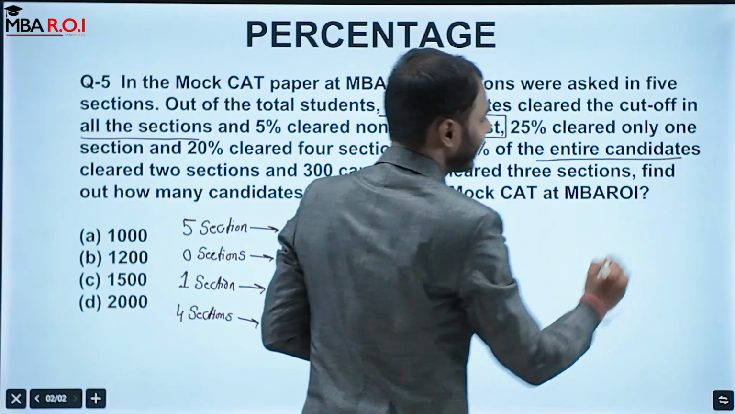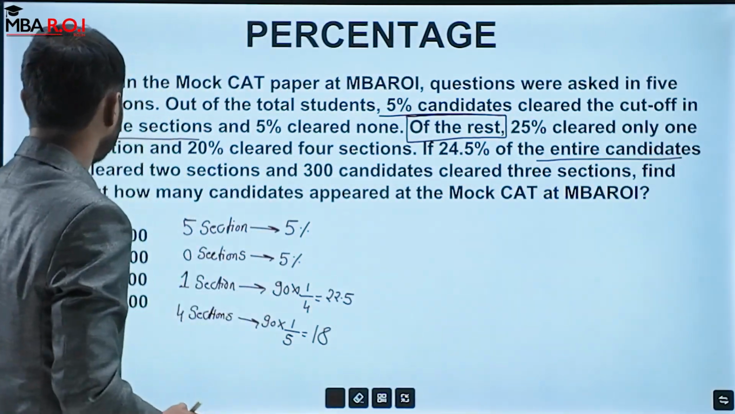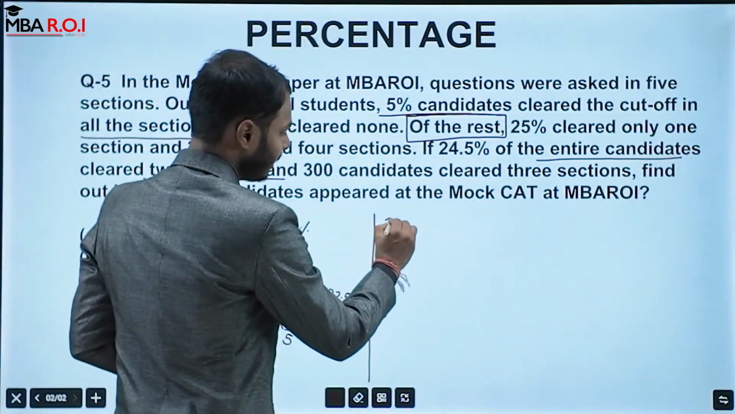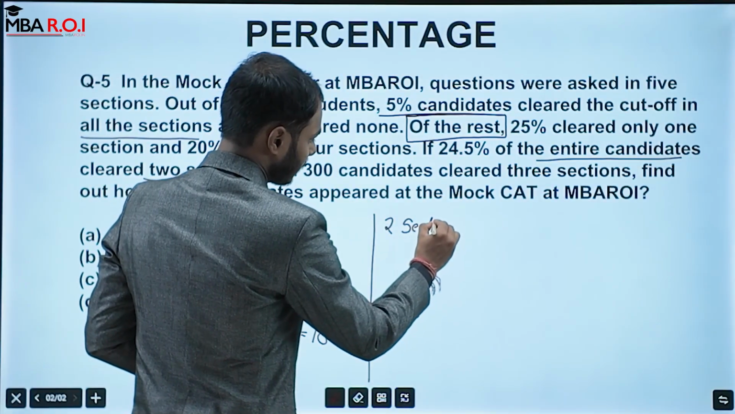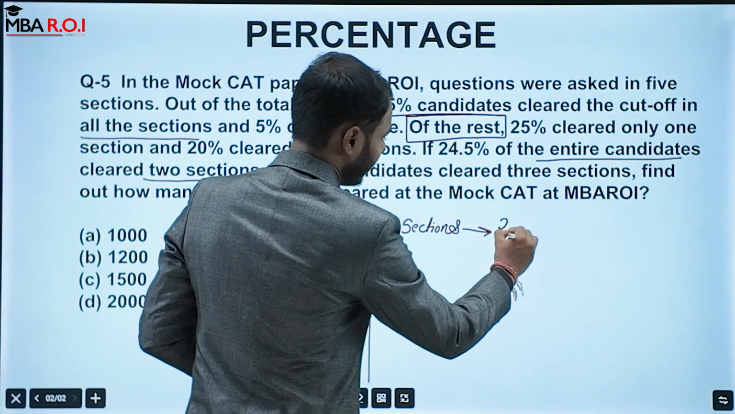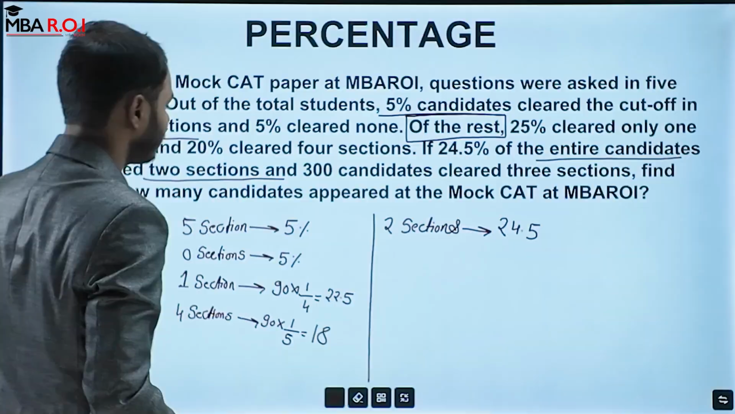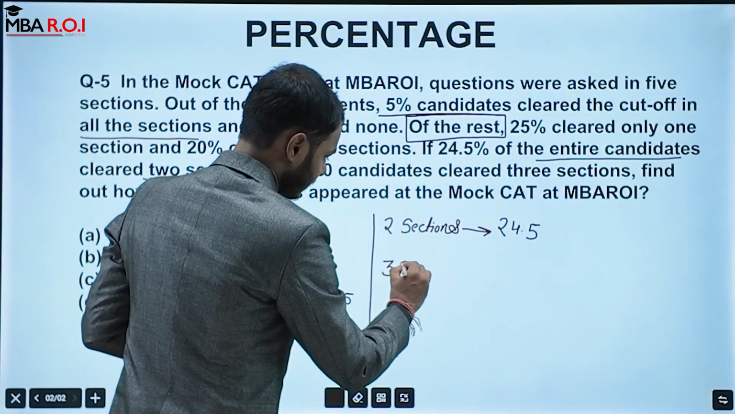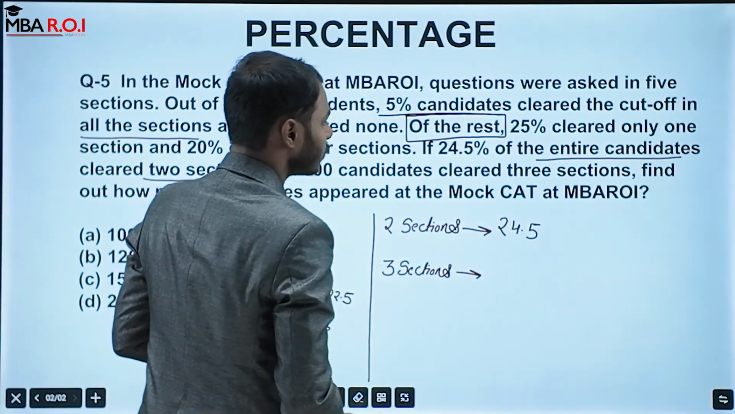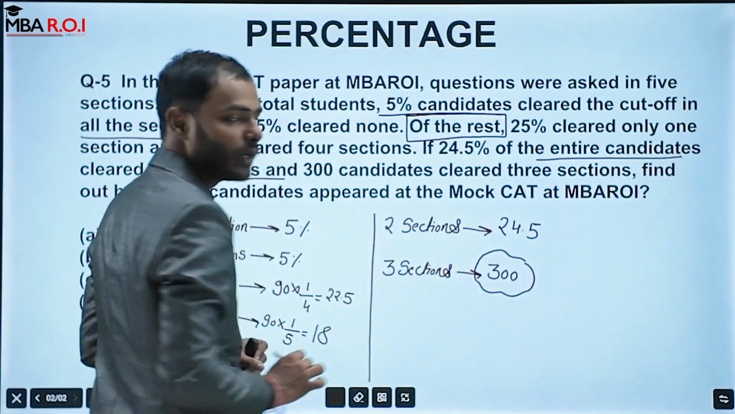Now next is 24.5% of the entire candidates. So this 24.5% is of what? Total 100%. How many cleared the cutoff? They cleared 2 sections. So we can say that 2 sections cutoff was cleared by 24.5%. And then it says 300 candidates cleared 3 sections. So 3 sections cutoff was cleared by how many? This was cleared by 300 students. Now this is the number of students that we have.